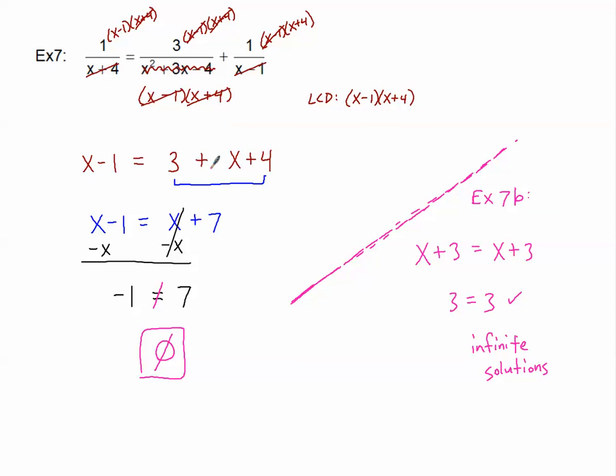So in this case, we got down to a completely false statement, so there are no solutions. In this case, if we had this case at some point and we had a true statement, that would mean that there would be infinite solutions. So this is the other option. I'll put or.